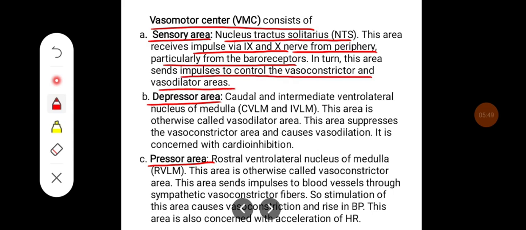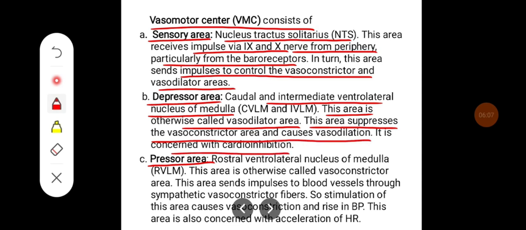Depressor area: the caudal and intermediate ventrolateral nucleus of the medulla, that is CVLM and IVLM. This area is otherwise called the vasodilator area. This area suppresses the vasoconstrictor area and causes vasodilatation. It is concerned with cardioinhibition.